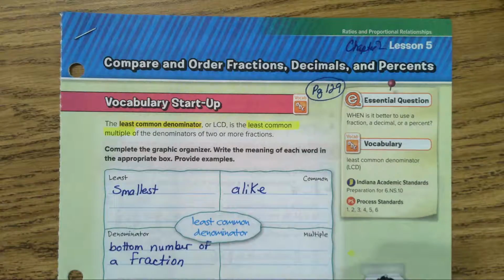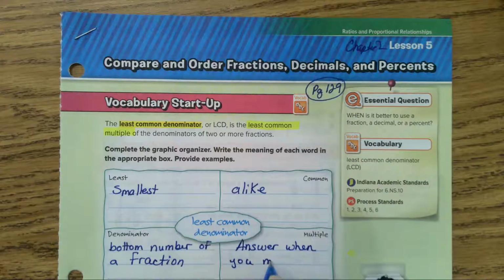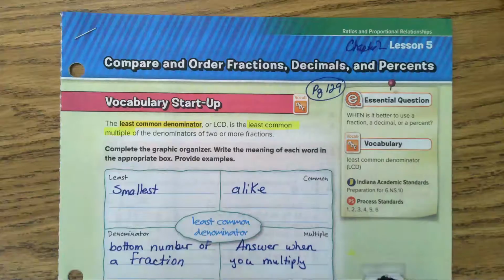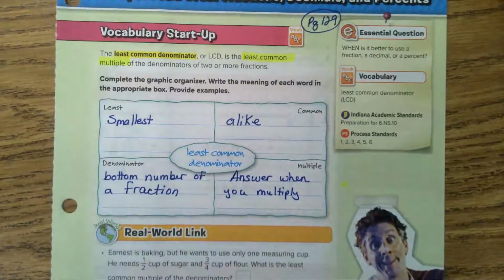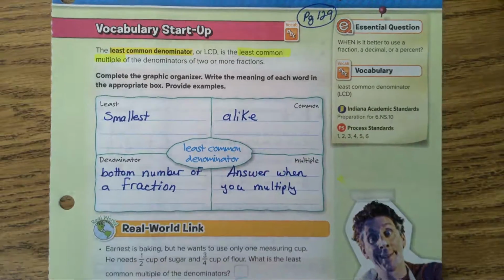And multiple is the answer when you multiply. That's what a multiple is. It's like the product. Okay, a multiple is like the product of the number. Okay, our real world link.